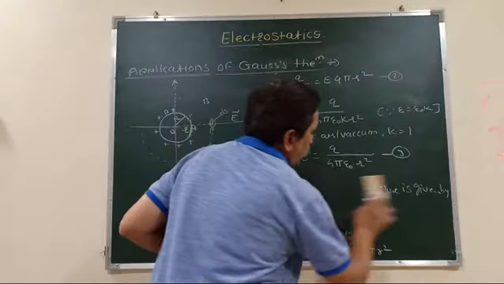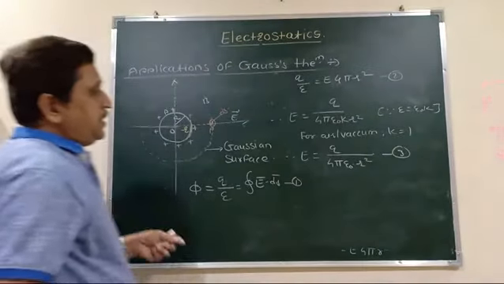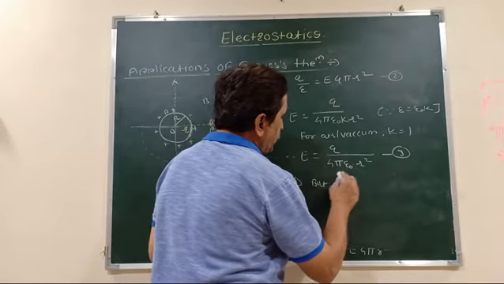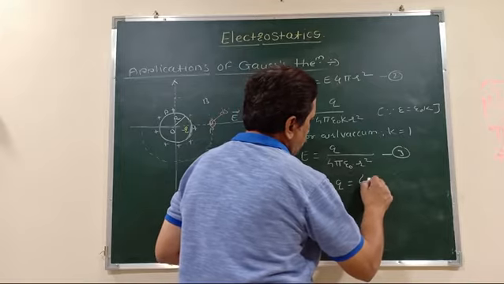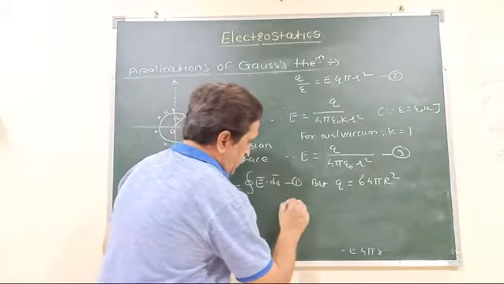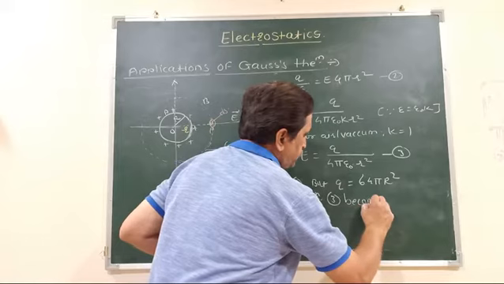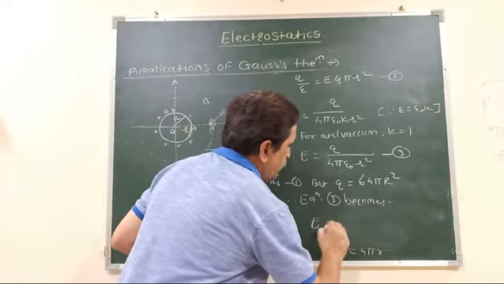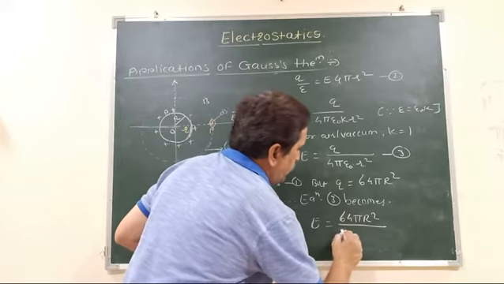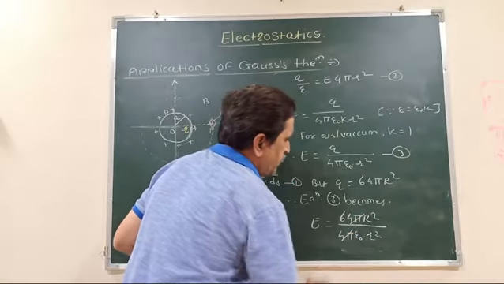But we know that the total charge on the sphere A is sigma into 4 pi R square. As per the previous equation, Q is equal to sigma into 4 pi R square. If we put the value of Q in this equation, equation 3 becomes E is equal to sigma 4 pi R square divided by 4 pi epsilon 0 R square. 4 pi gets cancelled.